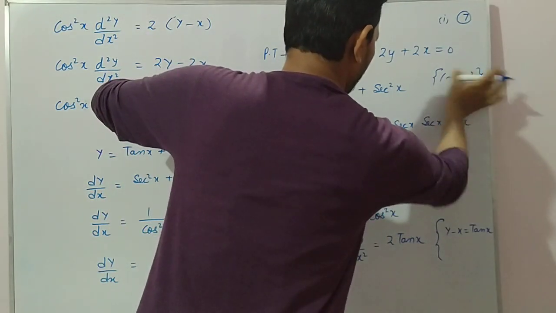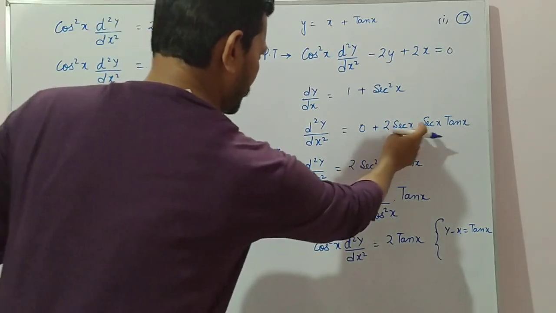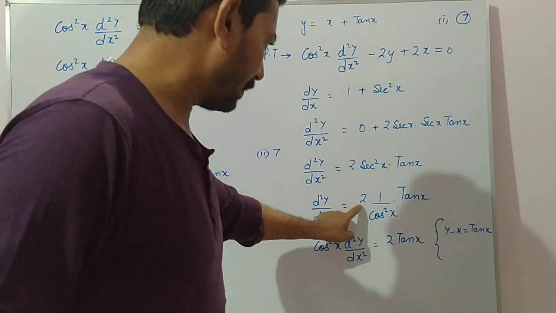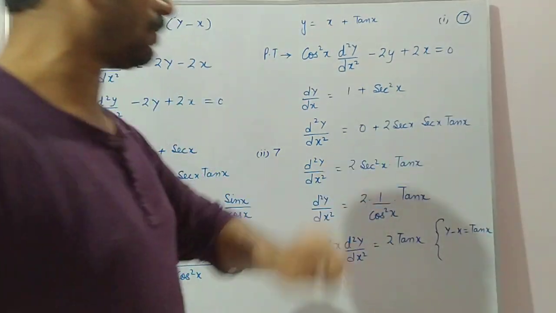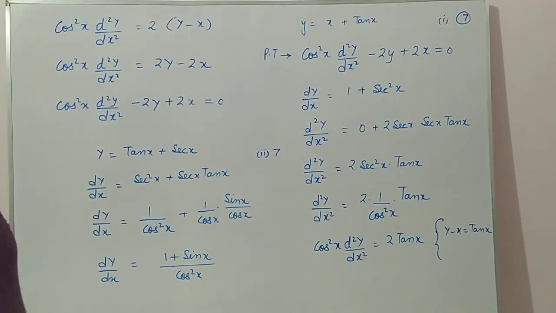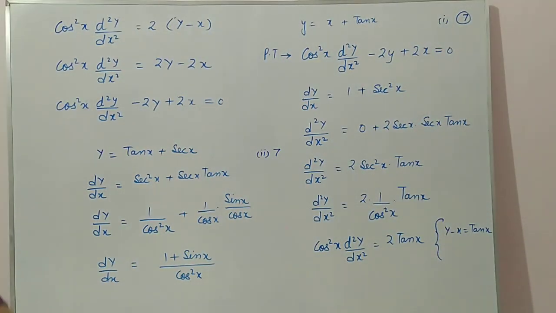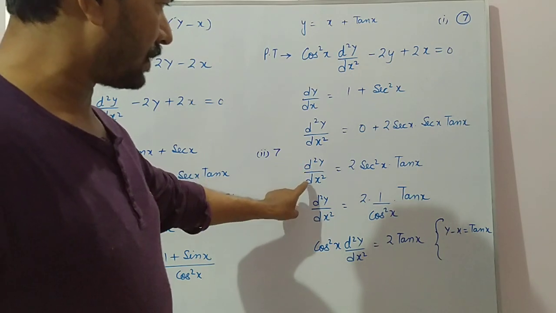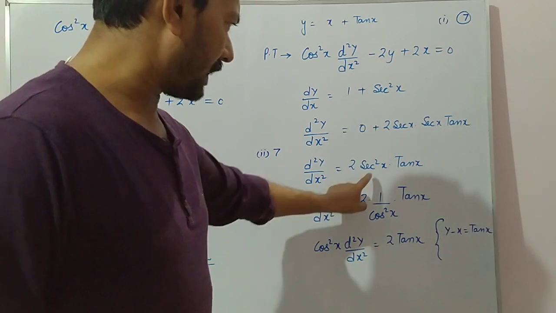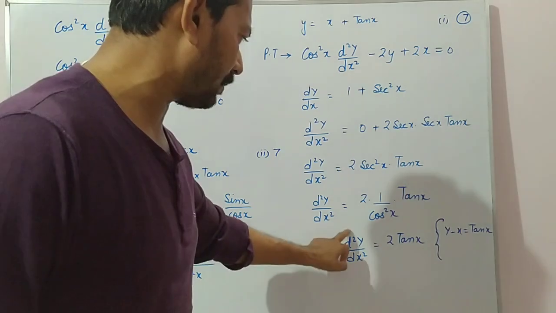Okay. Now here d2y by dx square equals 2 sec x into sec x into tan x, that is 2 sec square x tan x. Sec square x can be written as 1 by cos square x. Tan x is as usual, this cos square x will go on the other side. You will get cos square x d2y by dx square equal to 2 tan x. Okay. Once more I am telling, d2y by dx square you are getting 2 sec square x into tan x. 2 sec square x can be written as 1 by cos square x. This cos square x goes on the other side, cos square x d2y by dx square equal to 2 tan x.